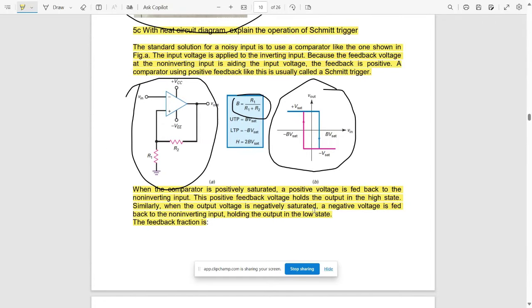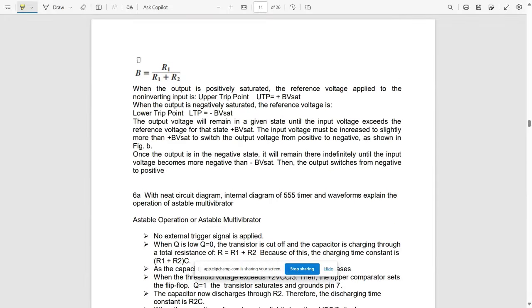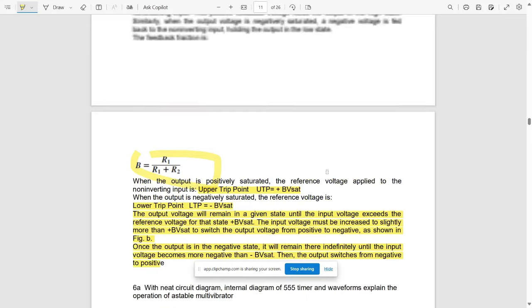So that's all for the Schmitt trigger. Again, we need to explain these expressions as well: how the value of the upper trip point and lower trip point comes. These are all the key points that you need to mention. These are the values for output voltage, input voltage and so on. How plus beta V saturation would come, minus beta V saturation would come, and the output switches from negative to positive.